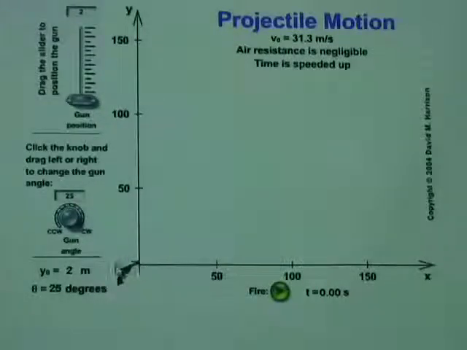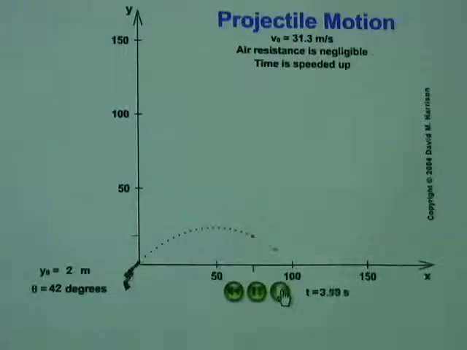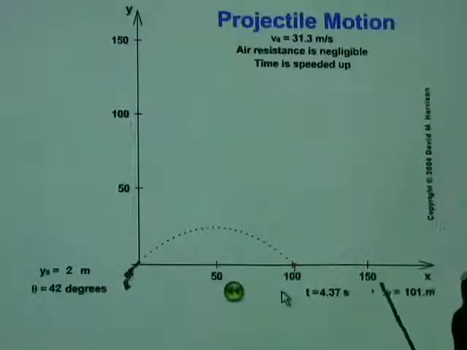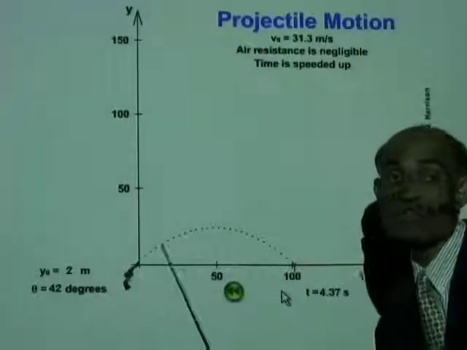Now, we have the projectile, the gun at the origin, and I'm going to increase the angle of projection to, say, 42 degrees. Let's fire it. Here you are. Well, the horizontal range is 101 meters and the time of flight is 4.37 seconds. Well, and you know the velocity of projection.